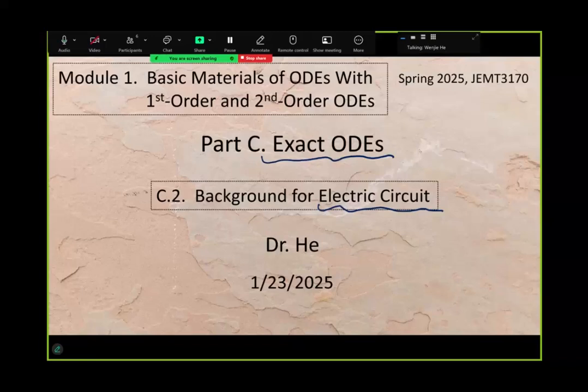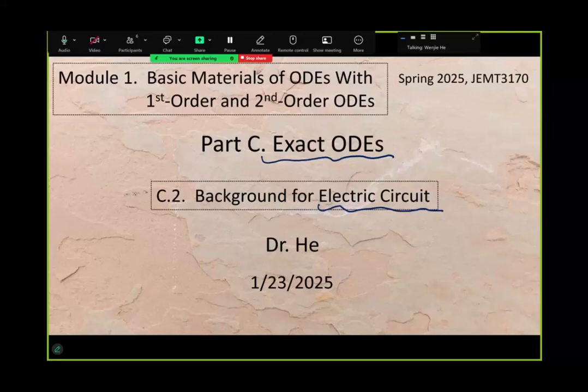It does not follow the criteria we saw last time. There is a condition. We need to check that condition, but it's not satisfied. But we can find a way to make it satisfy that criteria. So that's why we do an extra step to make it exact after some smart transformation. So that's why we call the name extended exact ODEs.